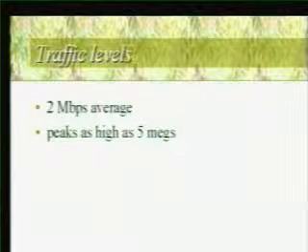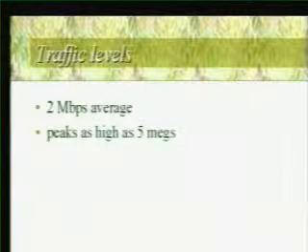Traffic levels are pretty boring. They've been staying at around 2 megabits per second average for like the last 2 years, seeing occasional peaks up as high as 5 megabits per second.